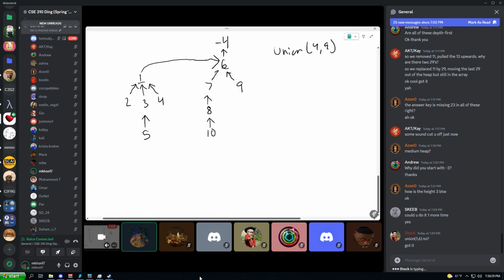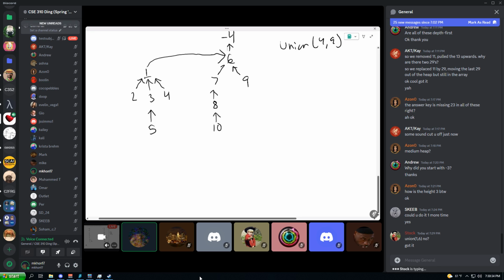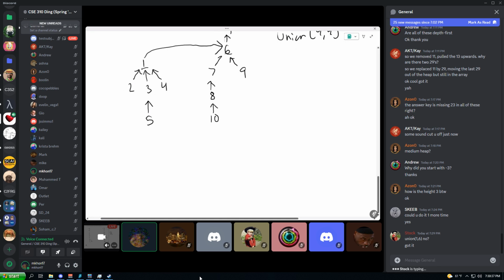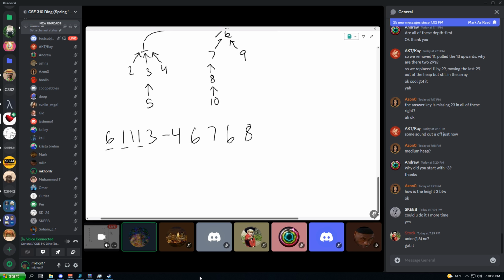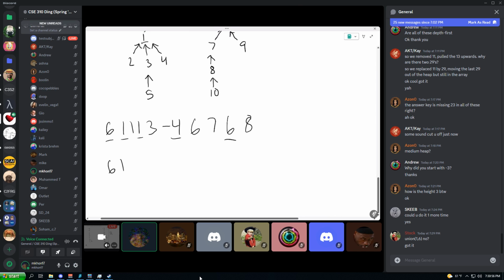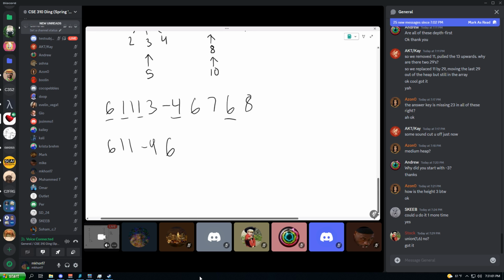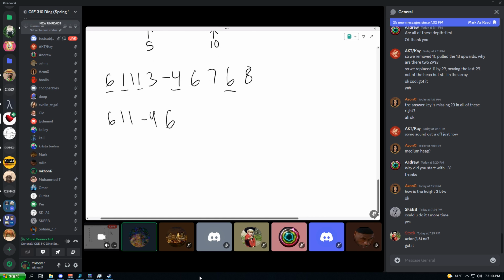And now, once we've completed this, it's just a matter of writing it in an array format. So I'm going to go in and do that. 1 is now pointing to 6, so I'm going to start with that. 2, 3, 4 are the same. 5 is the same. 6 is now going to be negative 4. 7, 8, 9, 10 were all the same. So then the answer for 1, 2, 4, 6, 9 is 6, 1, 1, negative 4, 6. There you go. And that should be the answer.